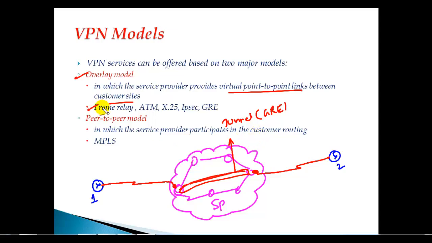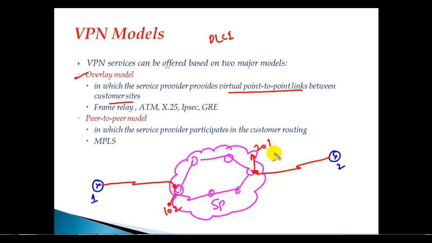If you talk about Frame Relay, that virtual point-to-point connection is established with DLCI values. How does it work? DLCI value 102 is mapped with 201. There is a mapping of 102 to 201. That is how the overlay model provides you the virtual point-to-point connection between the two sites.